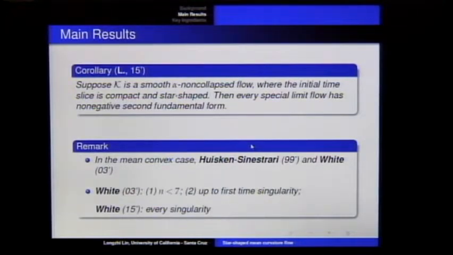All right, and Brown-White also proved this first of all with some restriction on the dimension and up to first-time singularity. And recently, there's a paper just published by Brown-White. I guess he had the result a long time ago. Using the elliptic regularization, he proved that all these estimates hold for arbitrary singularity, not just the first-time singularity.